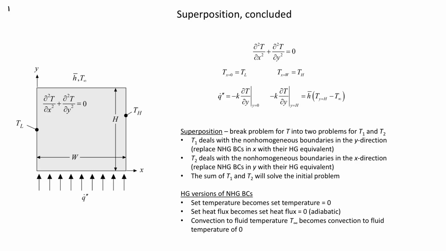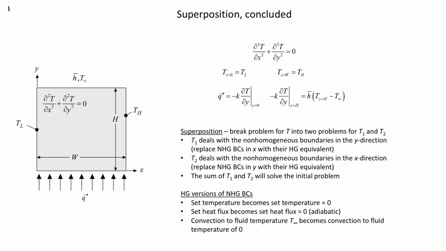Okay, then we come back and we have to do the second problem where we'd say, what's my homogeneous version of a temperature boundary condition? Well, that temperature has to be 0. So we'd say TL is 0. And we'd also say TH is 0. And we'd solve that problem with the y conditions as they are, and then add them back together.